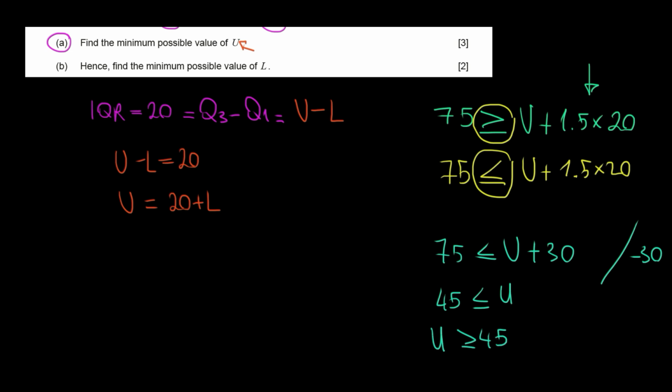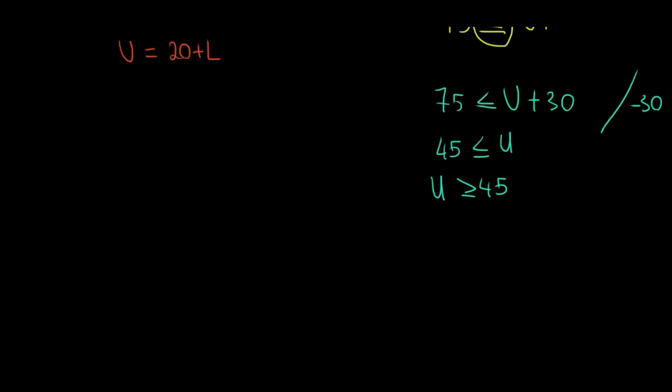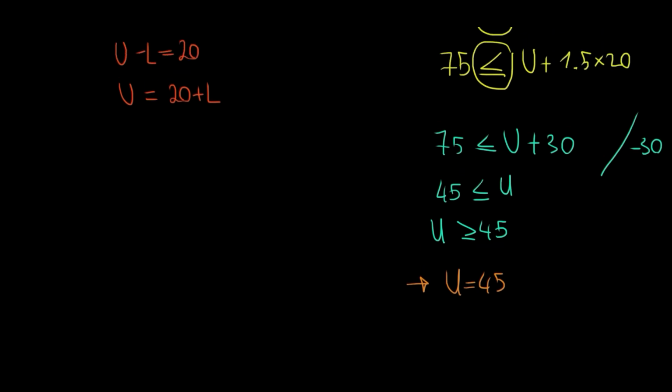The question is, what's the minimum possible value for U? So we know that U at the very least has to be 45. That's exactly the answer. U equals 45 as the minimum possible value. Hope you're making sense of this.